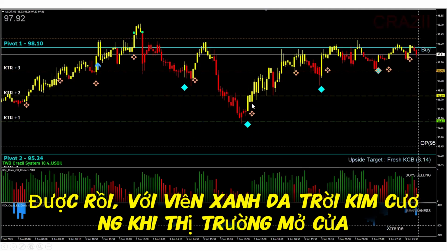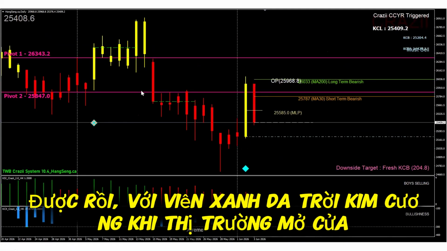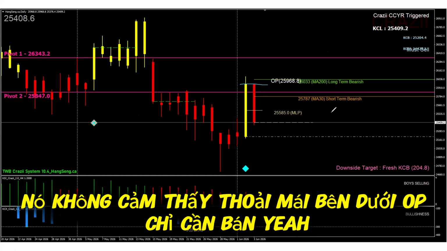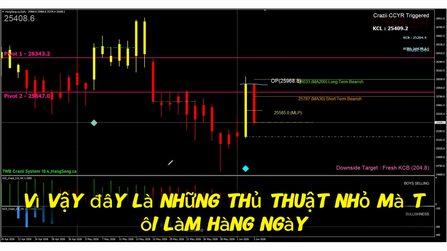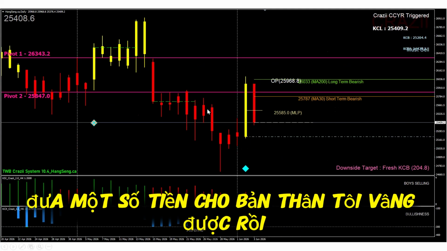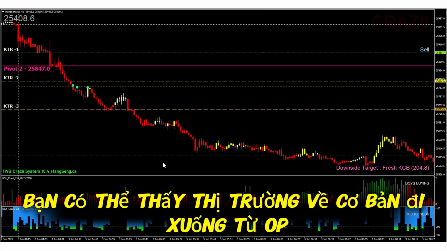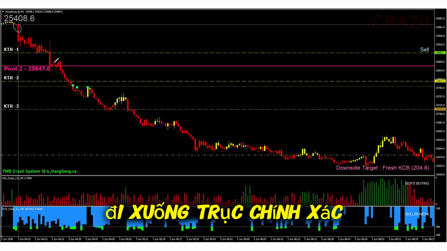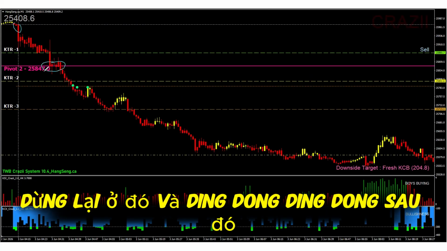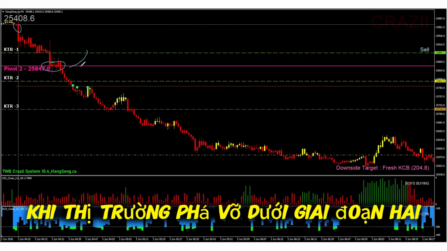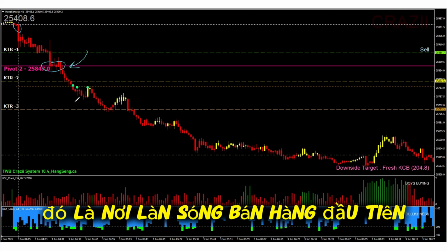All right, so with the blue diamond, once the market opens, if it doesn't feel comfortable below OP, just sell. All these are little tricks that I do every day to make some money for myself. Over here you can see the market come down from OP, down to the pivot, stop there exactly, and ding dong, ding dong. Then after that, when the market breaks below pivot 2, that's where the first wave of selling kicks in.